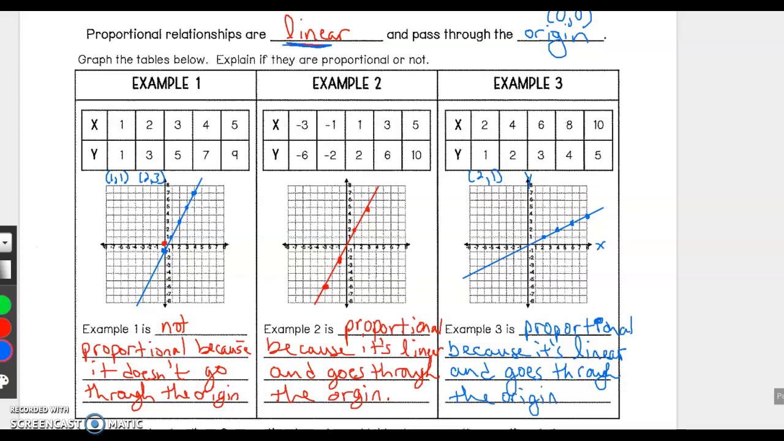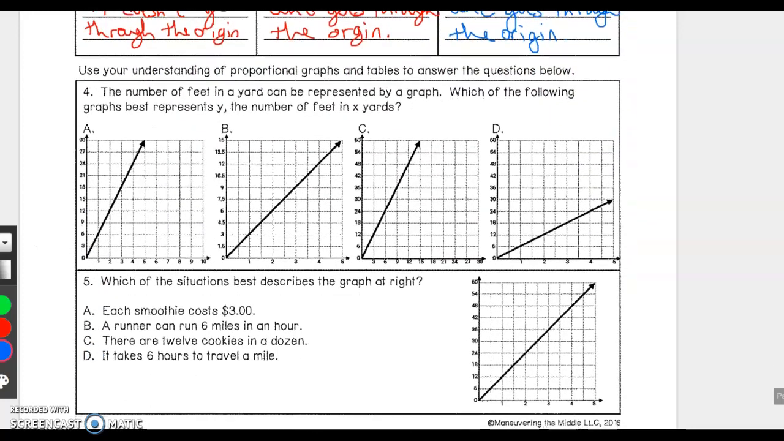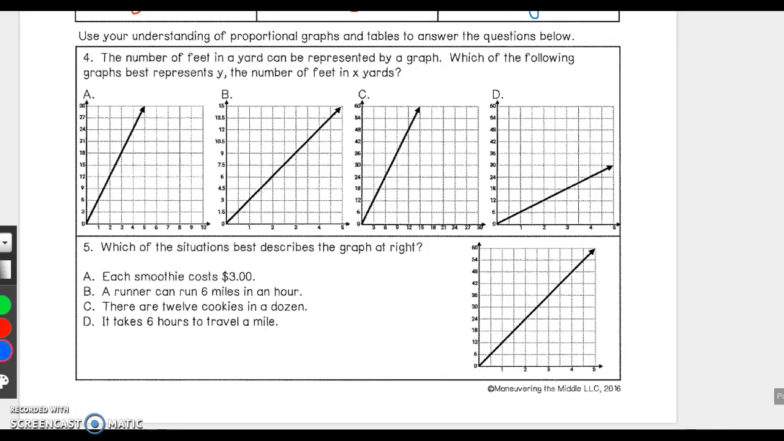Okay, so now we know proportionality in graphs. It has to be straight line, yes, but not just a straight line. It has to go through the origin. So use your understanding of proportional graphs and tables to answer the questions below. A number of feet in a yard can be represented by a graph. Which of the following graph best represents y, the number of feet in x yards?